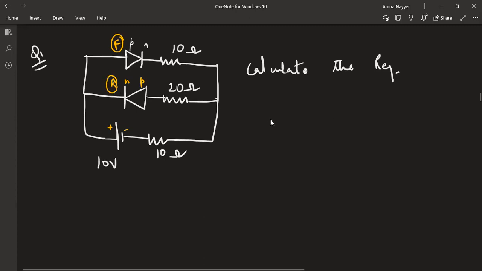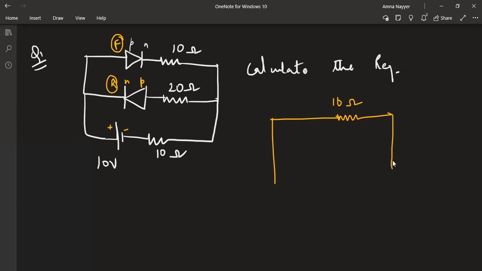Forward biased diode, replace it with a single wire. This is 10 ohms. And for the second wire, this middle wire, remove it. No need to even draw it because this is an open circuit. No current will flow from that wire. So the wire is of no use to you because this is reverse biased. So directly go to the last wire.